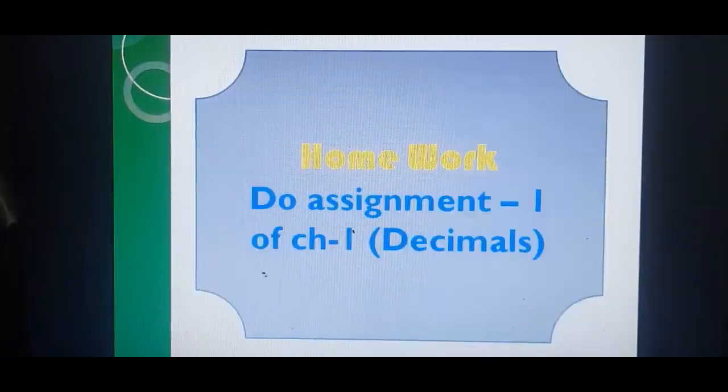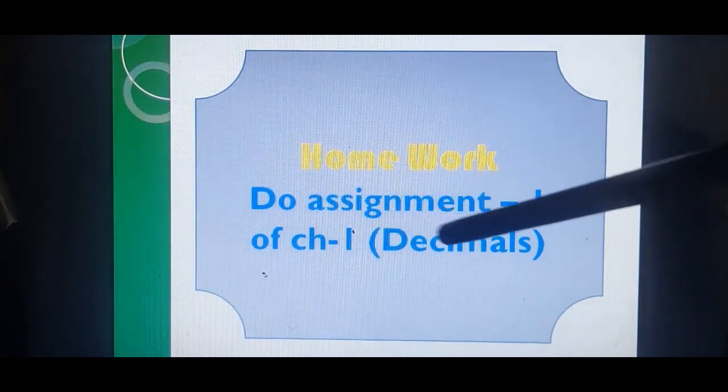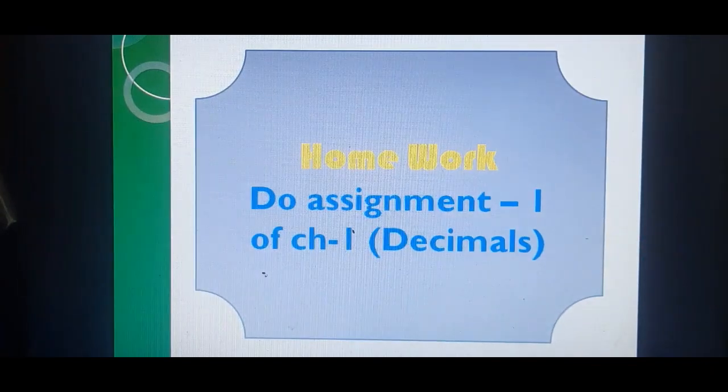Now it's time to take homework. Your homework is do assignment 1 of chapter 1. Chapter 1 decimals. Assignment will be given to you on website.